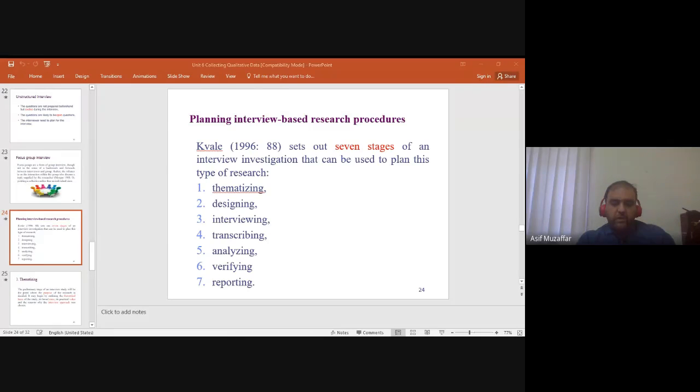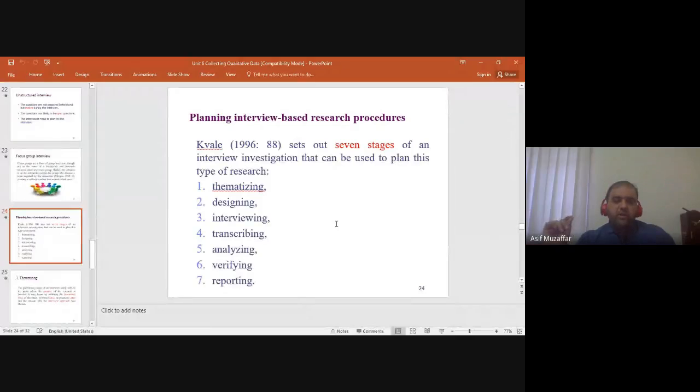Now, moving forward, according to Kvale, 1996, in one of his research papers, page number 88, he sets out 7 stages of an interview. 7 stages. So in qualitative research, you will have 7 stages. These are similar to your quantitative research, but the names will be a bit different.